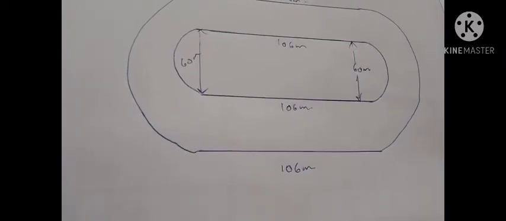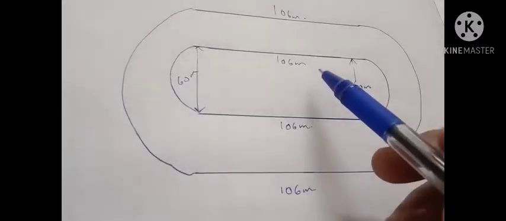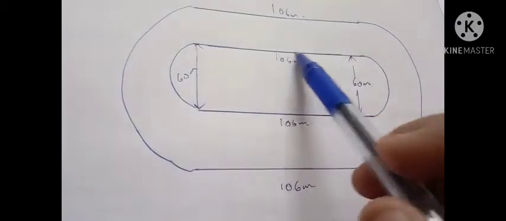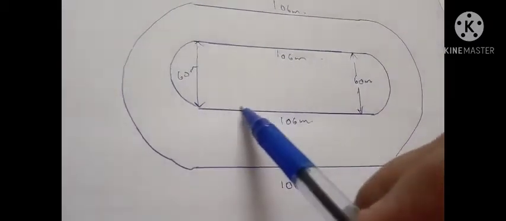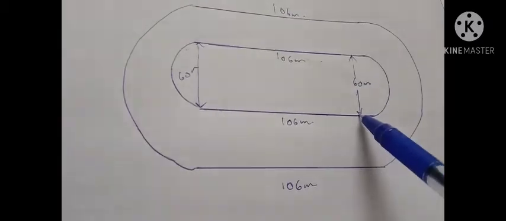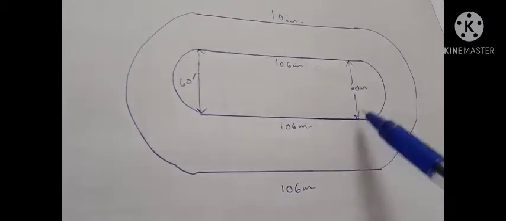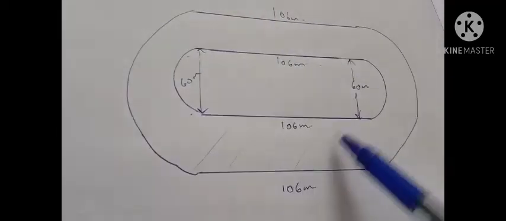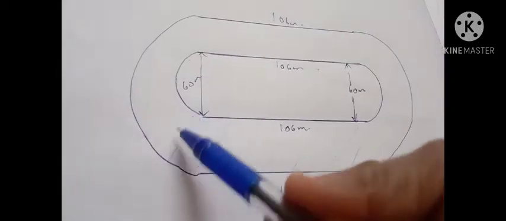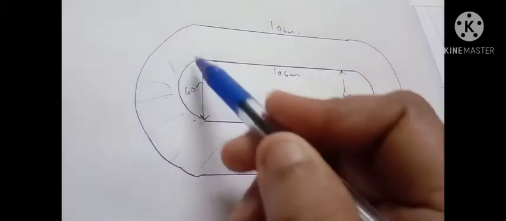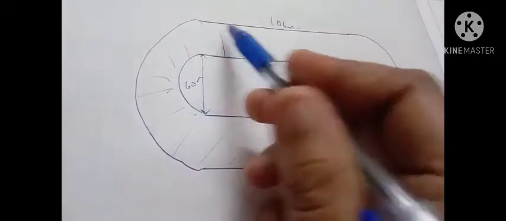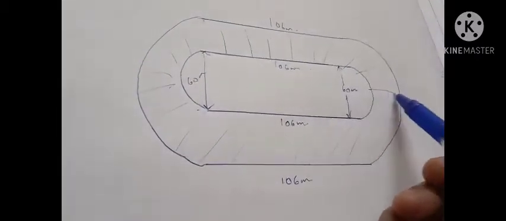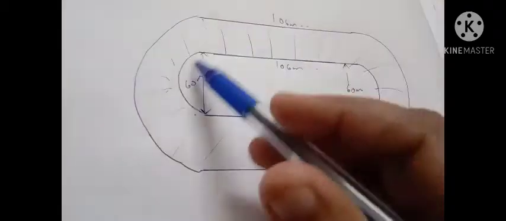Then in the question we have to find the distance around the track along its inner edge. That means the length of the boundary of the inner surface. Then next we have to find the area of the track. Area of the track means this part. This is the track. So we have to find the area of the track and the perimeter of the inner path.